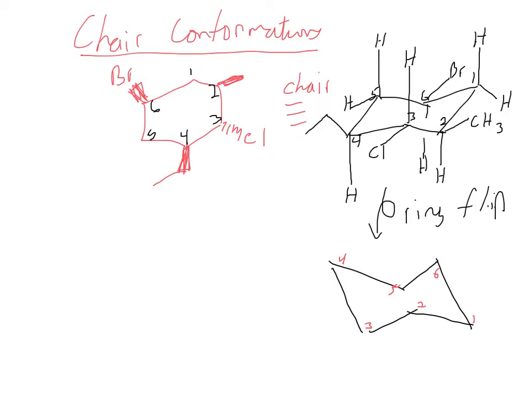If the bromine's pointed up, it's pointed up, right? That's why that first question I asked you, right? Axial can be up or down. Equatorial can be up or down, right? So if bromine's up, it is up. The question is whether it's axial or equatorial. That's the question, right? So if you look at carbon 1, right?